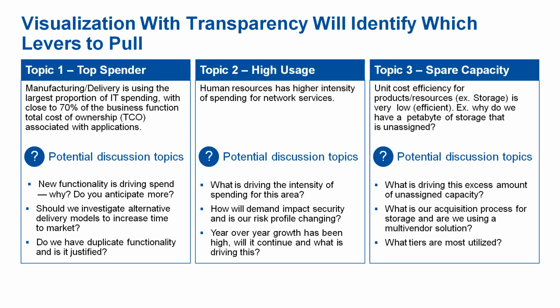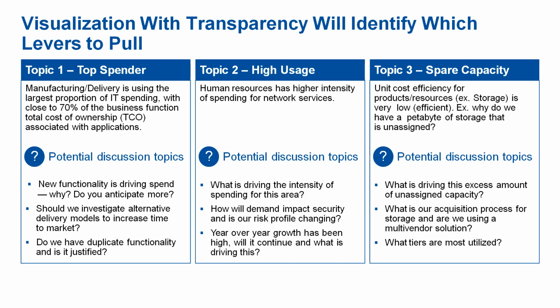And the third one is spare capacity, where the resources are underutilized. We need to find out the unit cost efficiency. For example, we have bought a petabyte of storage, where we are storing only MBs and GBs of data. Should we really get a petabyte of storage? What is driving this excess amount of unassigned capacity?